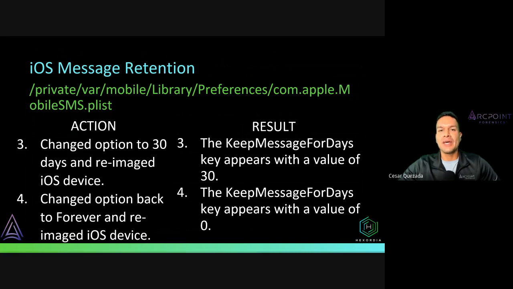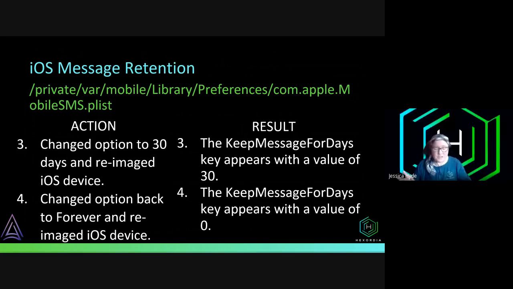And we changed it back to forever, the option that it originally came with. And this time, instead of it not being there, the keep messages for days key is in fact there with a value of 0. So this tells us, at some point the user did change the option because that keep messages for days key appears. However, what we don't know is when he changed it or to what different states he changed it. We just know that the user changed it at some point.